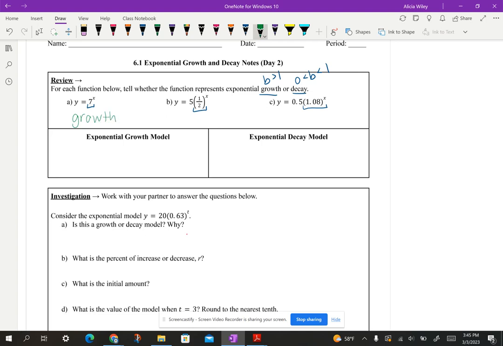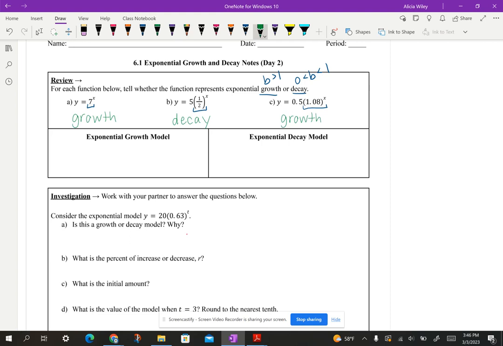For B, what do you think that would be? That would be decay. And looking at C, our base is 1.08. That is slightly bigger than 1. So that is definitely still going to be a growth function.